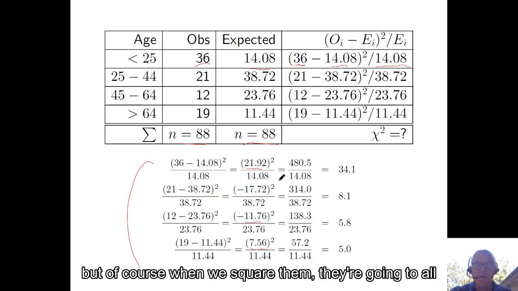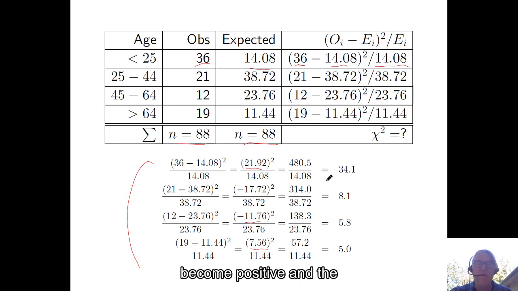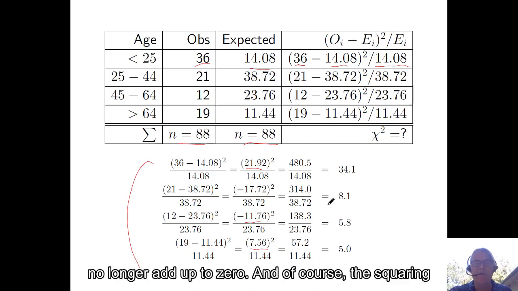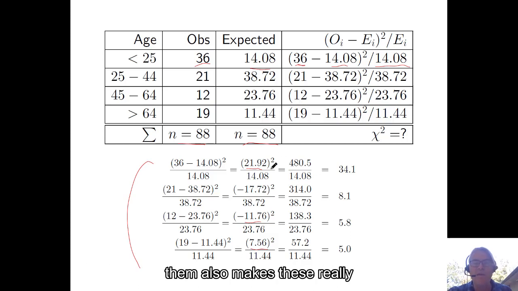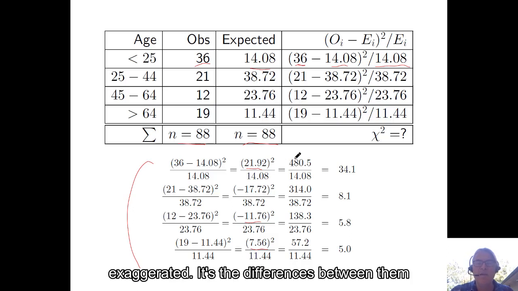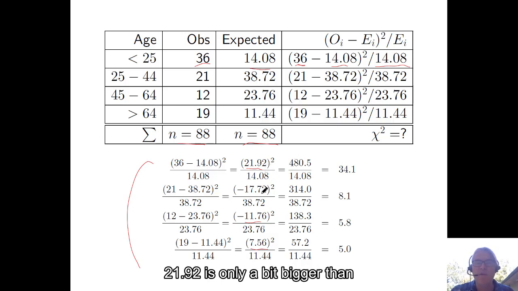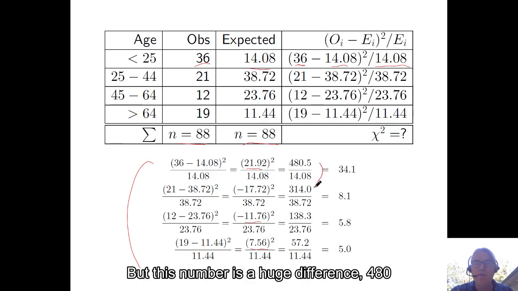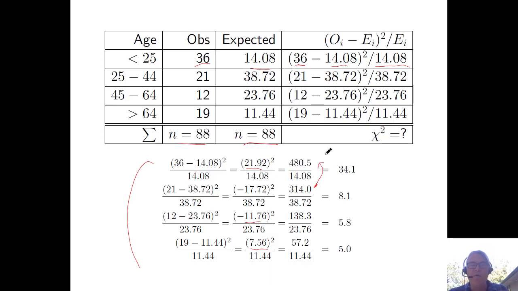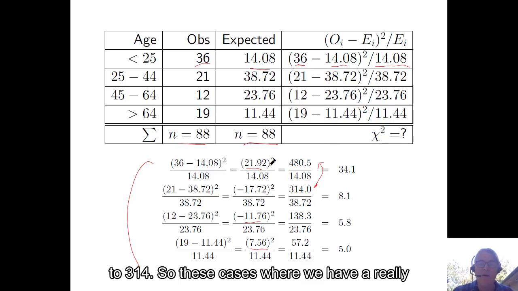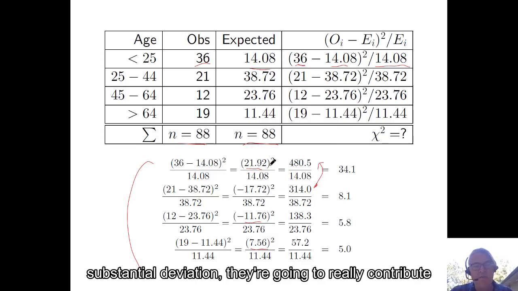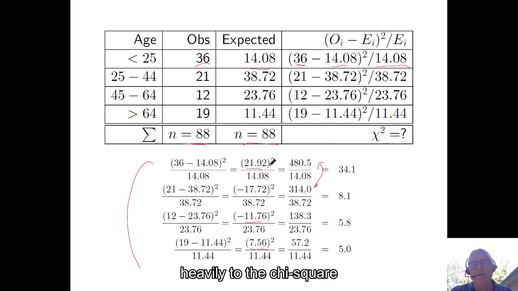But of course, when we square them, they're all going to become positive, and they'll no longer add up to 0. And squaring them also really exaggerates the differences between them. 21.92 is only a bit bigger than 17.72 in terms of magnitude, but after squaring, this is a huge difference, 480 to 314. So these cases where we have a really substantial deviation are going to contribute heavily to the chi-square.